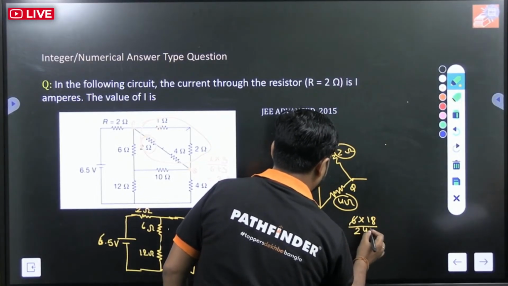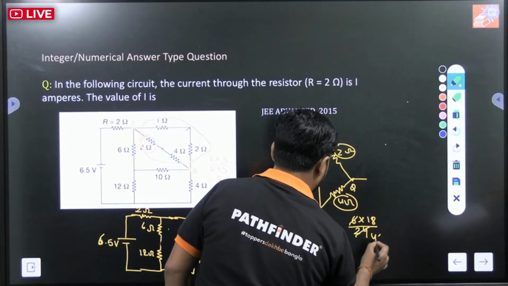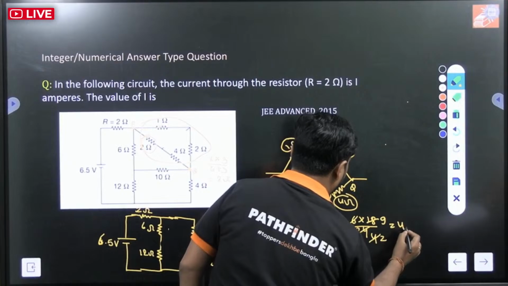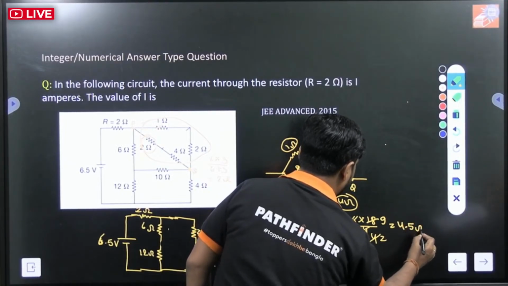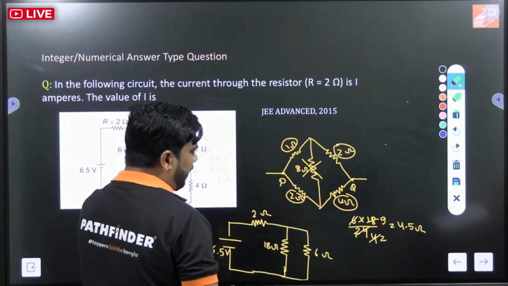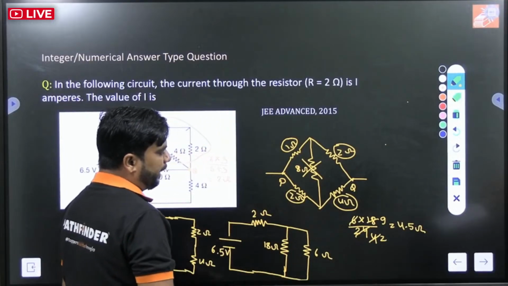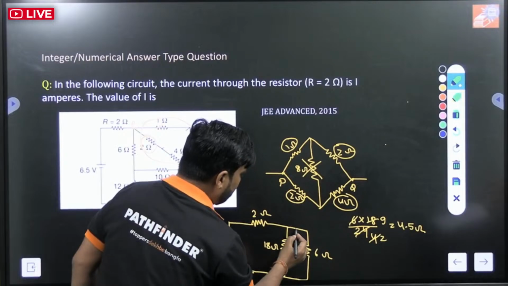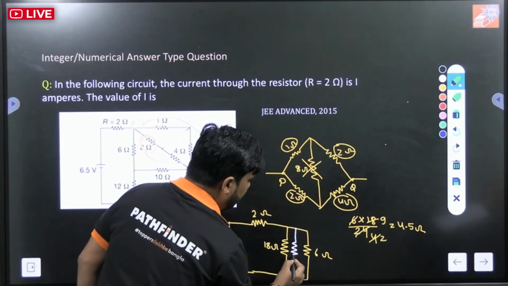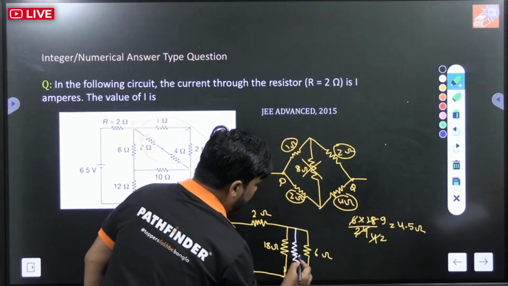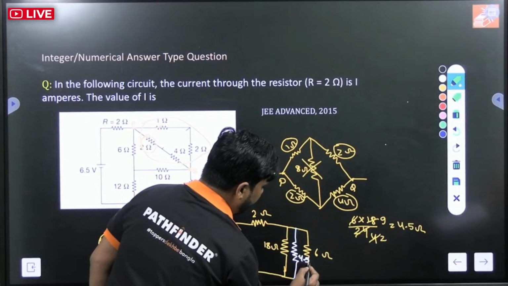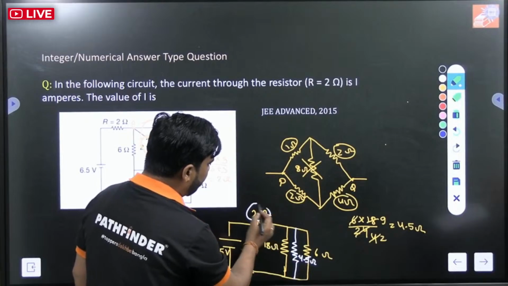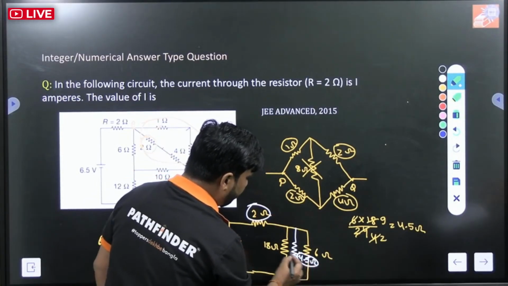So it is 4.5 ohm. So इन दोनों का जो इक्विवेलेंट आएगा वो क्या आएगा, 4.5 ohm. तो इन दोनों का इक्विवेलेंट को मैं व्हाइट से ड्रॉ कर देता हूं. सो इन दोनों का जो इक्विवेलेंट आएगा वो आएगा 4.5 ohm. क्लियर है. नाउ 2 ohm plus 4.5 ohm.